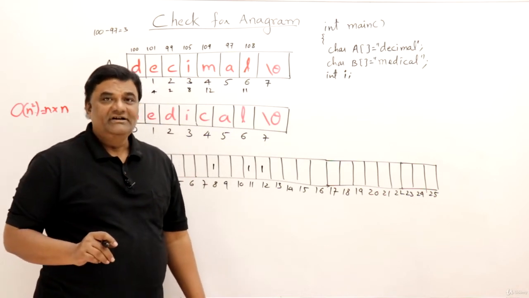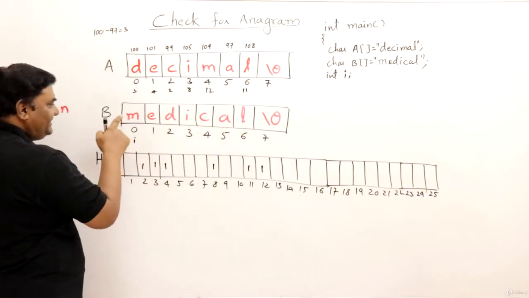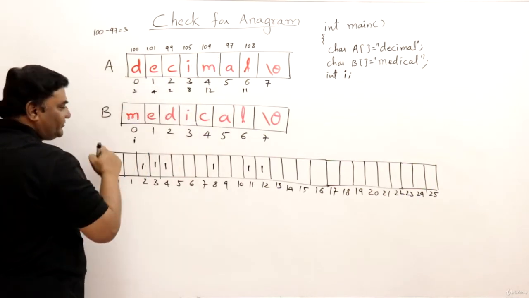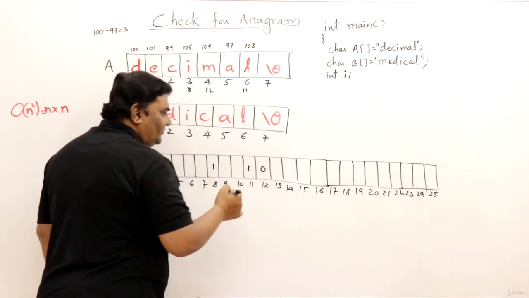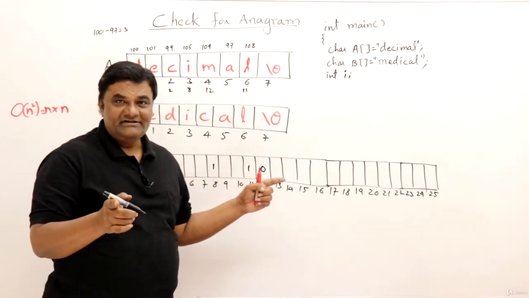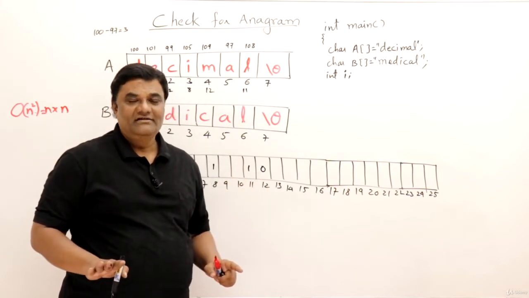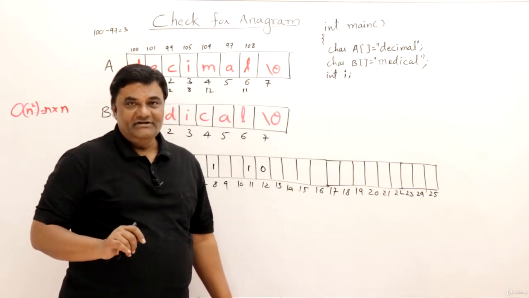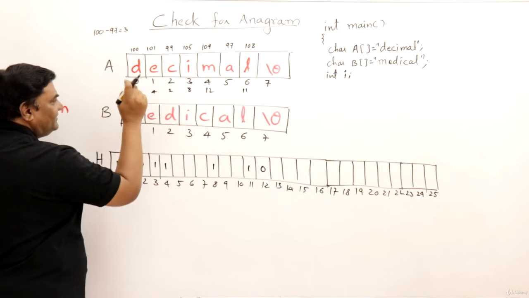Now what is the next step? Scan through this string, and for each character, M for example, the ASCII code is 109 minus 97, which gives index 12. Go to index 12 and decrement it. So it became 0. See, it should not become -1. If it is already 0 and becomes -1, it means this alphabet is actually not there, so you can stop then and there. After subtracting, if it becomes -1, stop. The next alphabet is E, its ASCII code is 101 and the index will be 4.